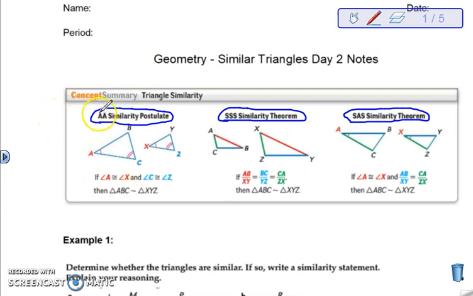Instead, we'll just say AA. So if your two triangles have a pair or two sets of congruent angles, they must be similar. If all three corresponding sides are proportional, the triangles will be similar. And if the angles between two sets of proportional sides are congruent, then we have similar triangles. So again, angle-angle, side-side-side, or side-angle-side.